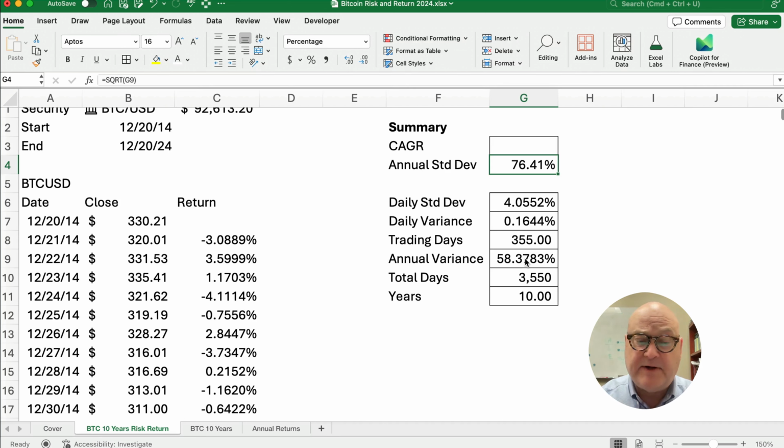Now this is high compared to maybe the S&P 500. The S&P 500 standard deviation might be like 18 or 20% for the year. So you can see this has much more volatility.